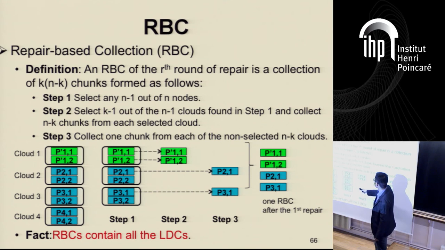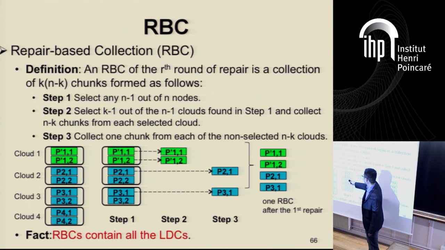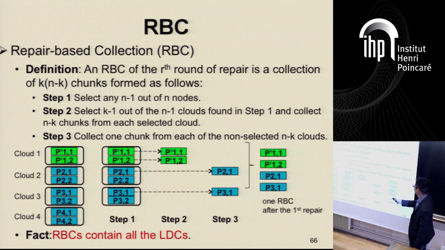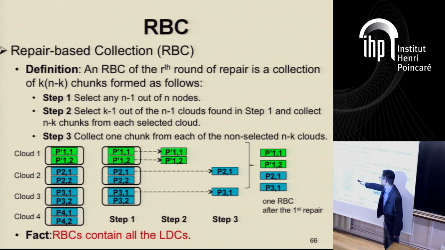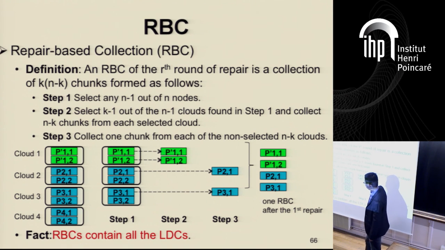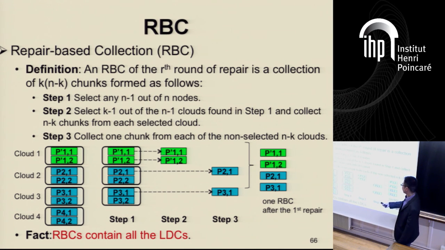Step three, collect just one chunk from each of the rest of the clouds. Then all of the collected chunks form four chunks, and these four chunks are called an RBC. And there's another fact: apparently, the RBCs should contain all the LDCs, because LDCs can be obtained by these three steps.